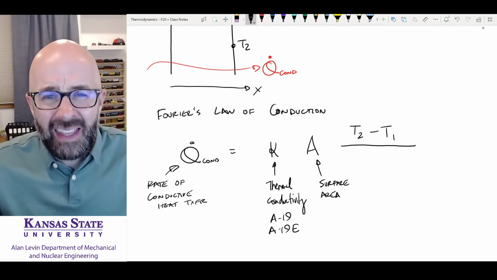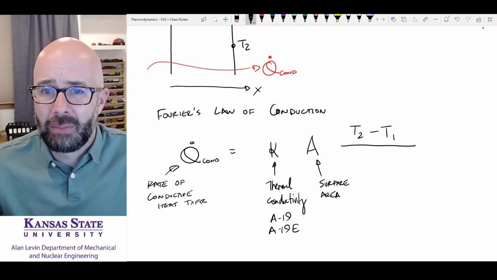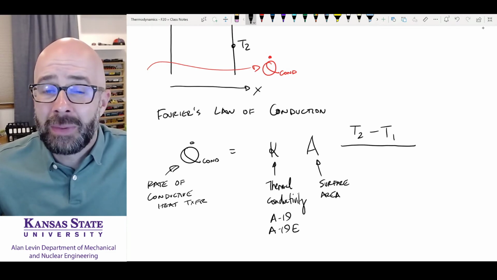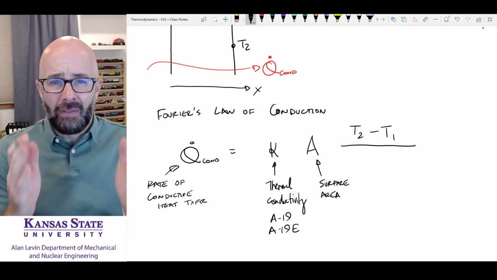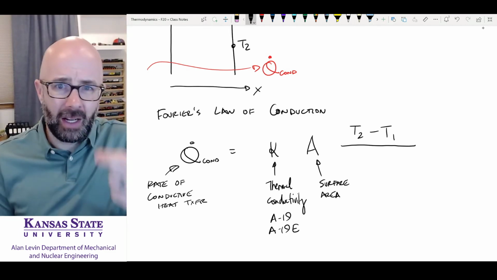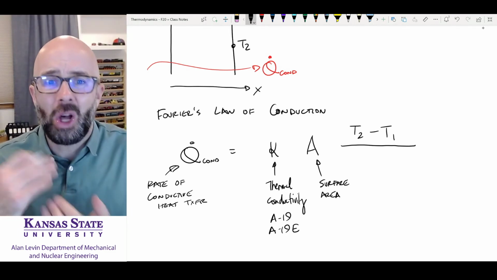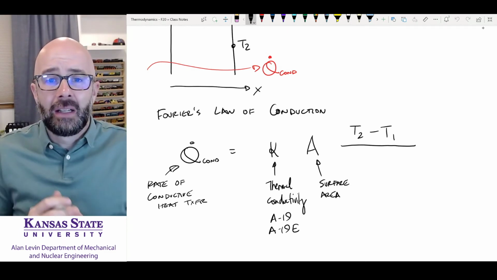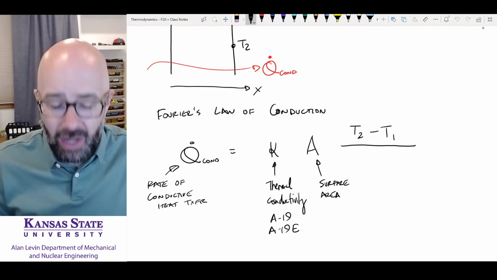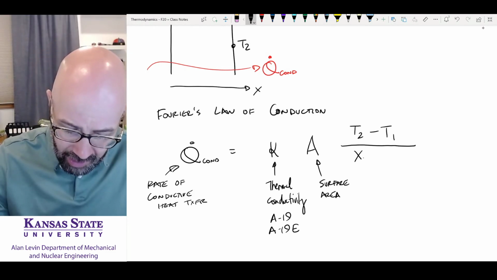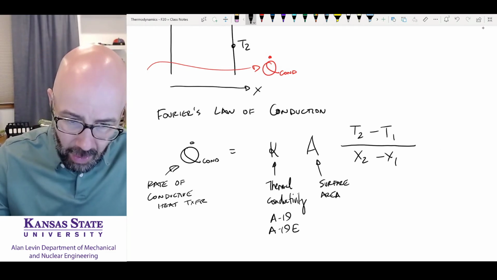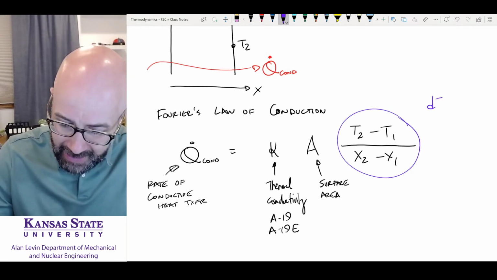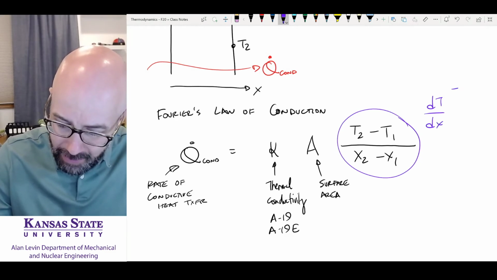And there's one thing that has an inverse relationship with conduction, the rate of heat transfer, and that is the thickness of the wall. With a very thin wall, like a piece of paper, you have a lot of heat transfer through that. But if we make that wall bigger and thicker, you're not going to have as much heat transfer. So we're going to say x2 minus x1. And this whole thing here we can write as dT/dx, and this is called the temperature gradient.